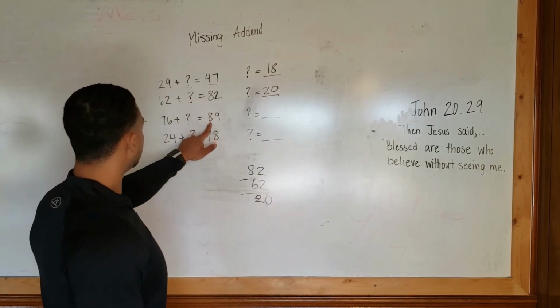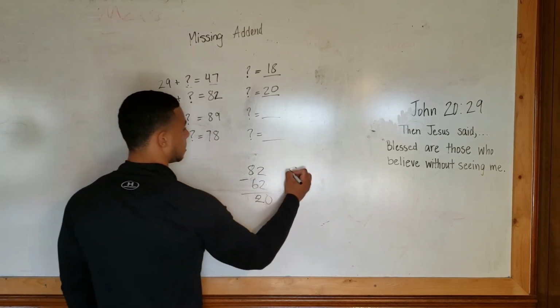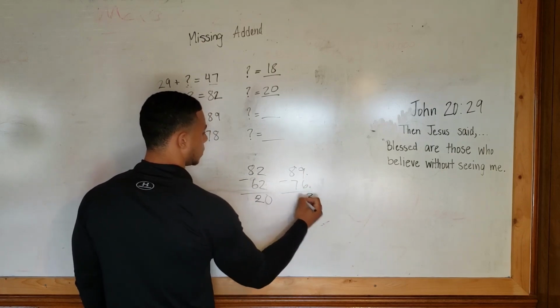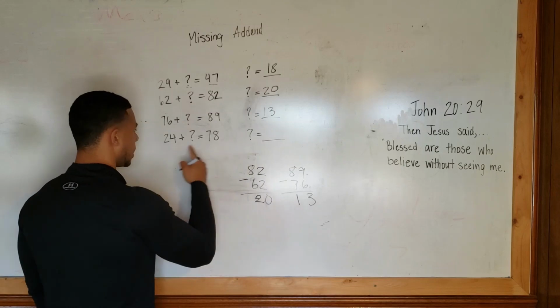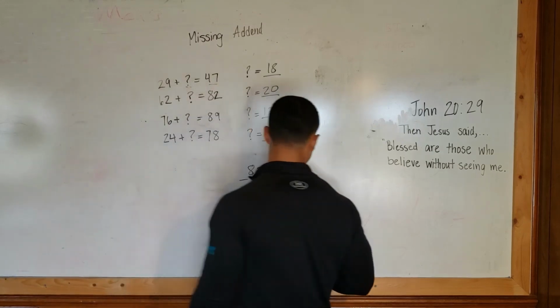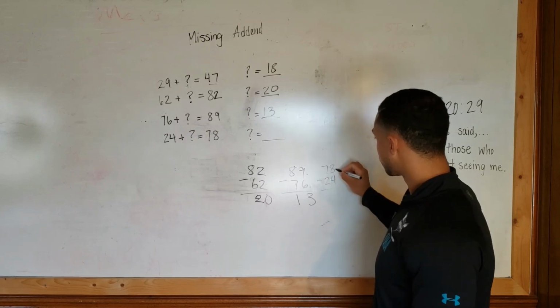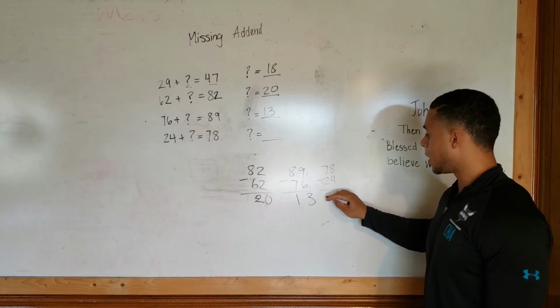And let's go over, you got 89 and you have 76 as your group. So let's get rid of 76. So 89 minus 76. 9 take away 6 in your ones place equals 3. 8 take away 7 in your tens place, 1, 13. And then your last one, 78 and 24. So you have 78 minus 24. Starting in your ones place, 8 minus 4 equals 4. And then 7 minus 2 equals 5, 54.